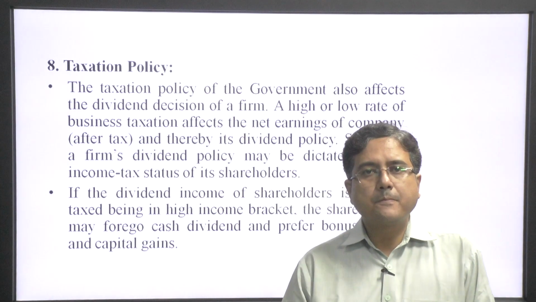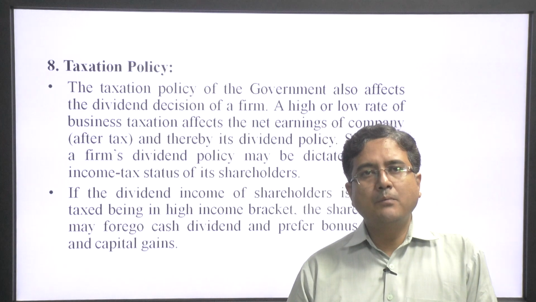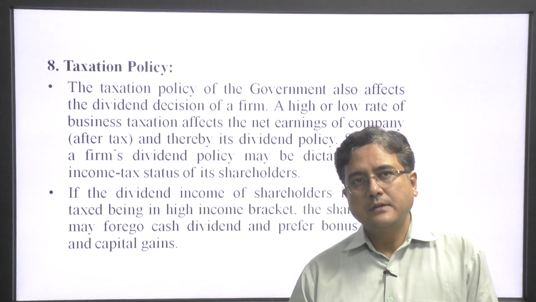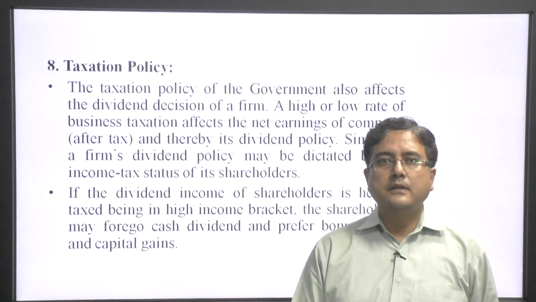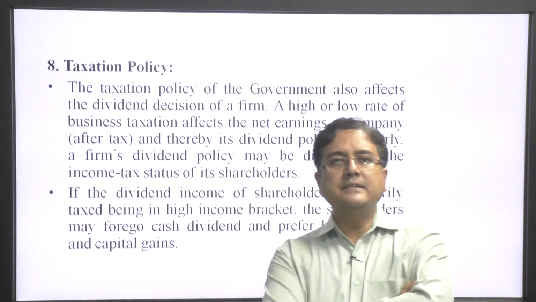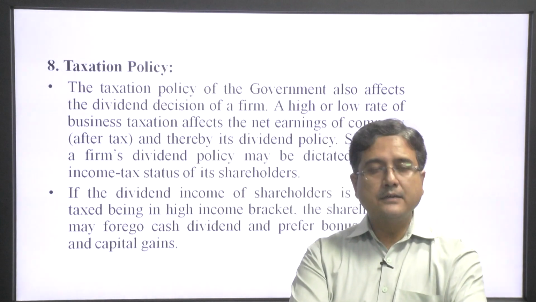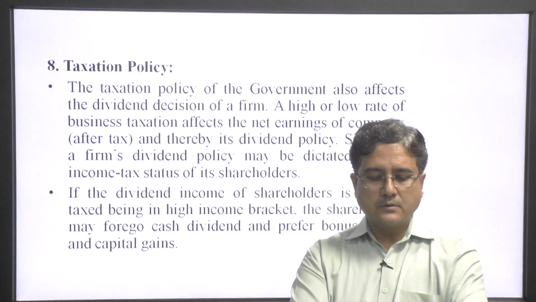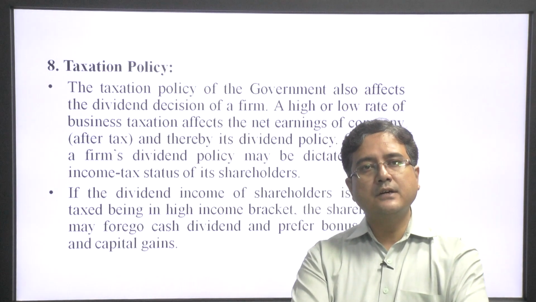Taxation policy. The taxation policy of the government also affects the dividend decision of the firm. A high or low rate of business tax affects the net earnings of the company, and thereby its dividend policy. Similarly, a firm's dividend policy may be dictated by the income tax status of the firm and of the shareholders.